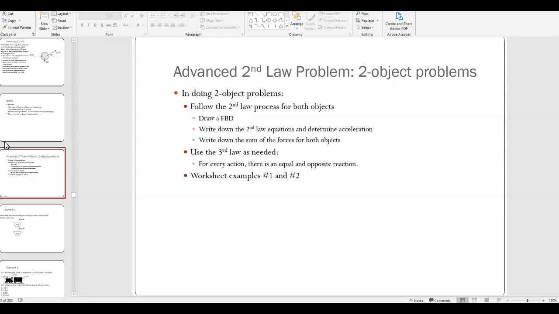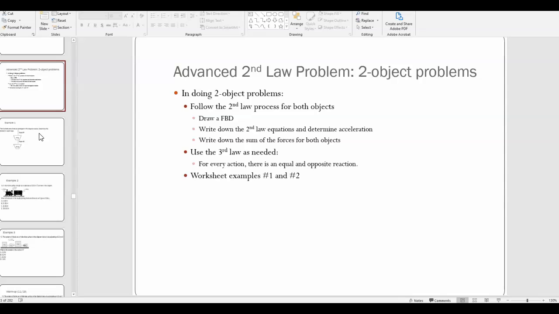And what makes a two-object problem unique is you have two objects interacting with each other. And so most of the time when you're doing a two-object problem, you have Newton's third law come into play. And just to remind you, Newton's third law says for every action, that means for every force, there is an equal and opposite reaction force. Okay, and so keeping that in mind, we're going to do 3 examples for two-object problems, and then we will be done for the rest of the semester.